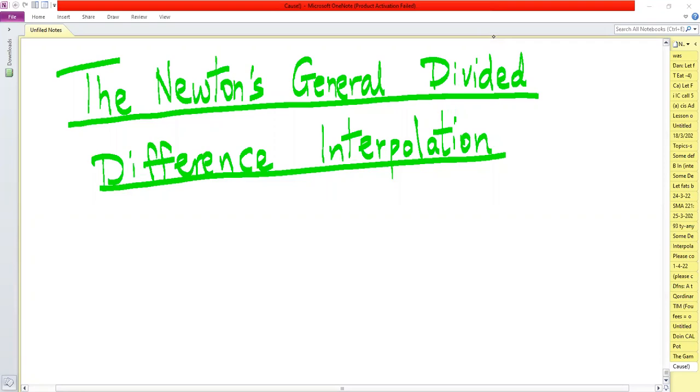So welcome. In this session, you are going to derive the new tangential divided difference interpolation formula that can help us to carry out interpolation for non-equal spaced mesh points x naught up to xn. So, derivation.